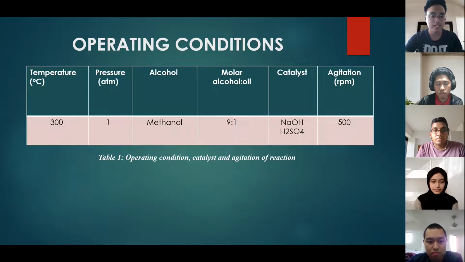And for the catalyst, we have chosen alkaline catalysts such as NaOH or H2SO4. This is because transesterification processes prefer homogeneous alkaline catalysts, as this will also help to avoid side product formation and promote bigger yields of our biodiesel. So next, I will pass the floor to Adham to continue with the next part.